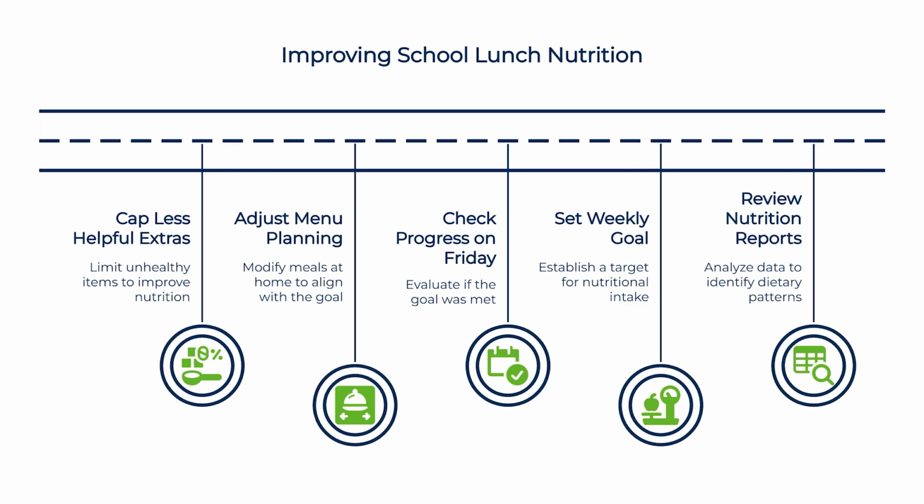A simple approach is to set a goal for the week, then check on Friday. If the pattern matches the goal, stay the course. If not, adjust with menu planning at home or a cap on less helpful extras. The point isn't to micromanage every bite. It's to gently steer habits using data that's already in your account.